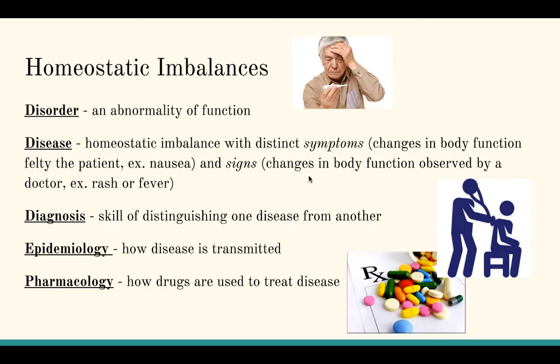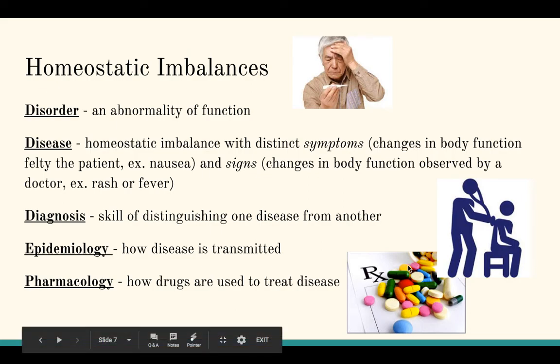Diagnosis is the skill of distinguishing one disease from another. That's what a doctor, a physician's assistant, or a nurse practitioner might do. They would give you a diagnosis as to what your problem was based upon your symptoms and signs. Epidemiology is tracing back how a disease is transmitted from one person to another. And pharmacology is the study of how drugs are used to treat disease. That's why we have all these prescriptions down here.